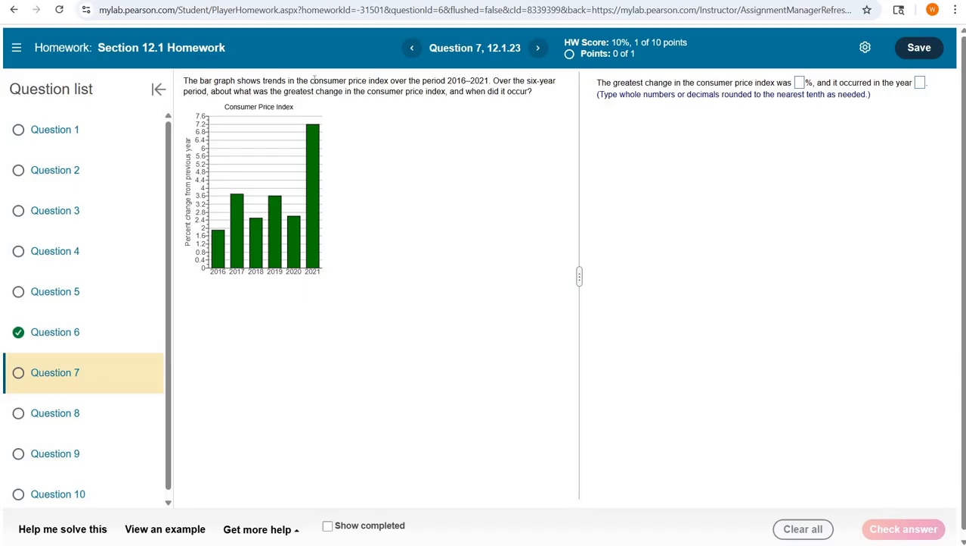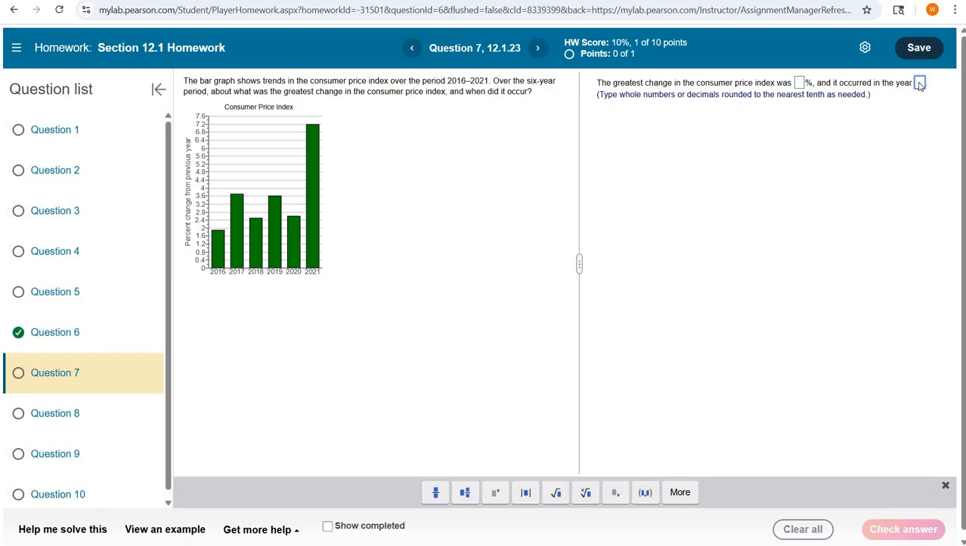So let's read the graph. The bar graph shows the trends in the consumer price index over the period 2016 to 2021. Over this 6-year period, about what was the greatest change in the consumer price index and when did it occur? Well, this represents the change in consumer price index. So this big bar at the end, 2021, is obviously the biggest change. And so we'll put in 2021 as the year.